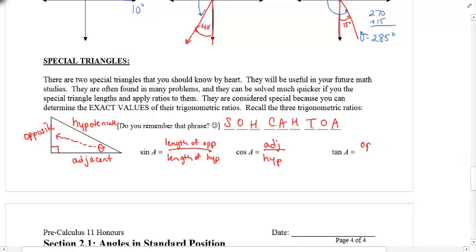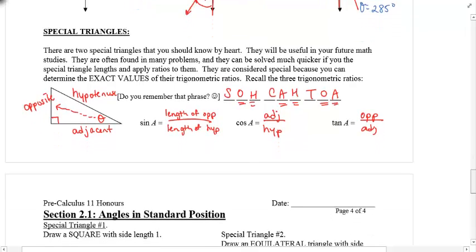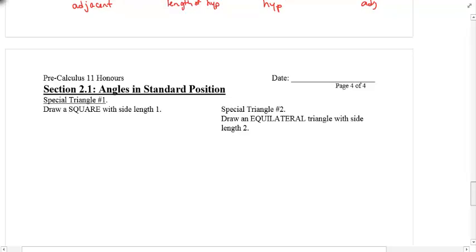Tangent is the length of the opposite side over the adjacent. That's where you get the OA from TOA, or the CAH, adjacent over hypotenuse. So SOH, opposite over hypotenuse. So what are the two special triangles? Turn the page.